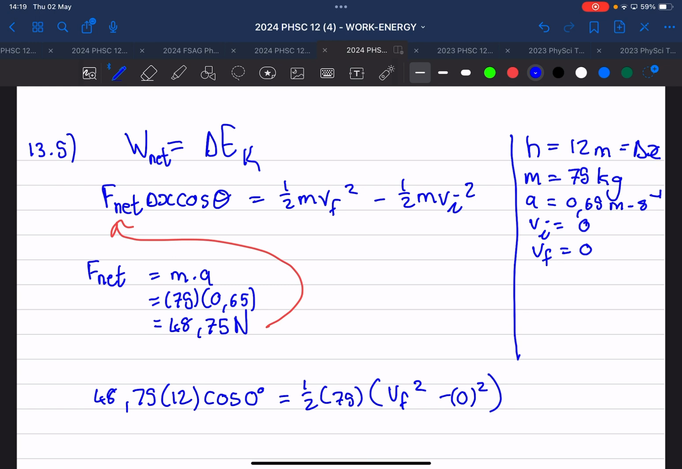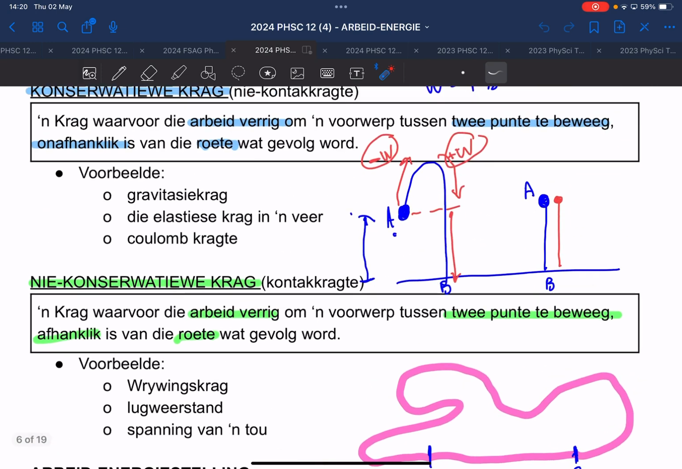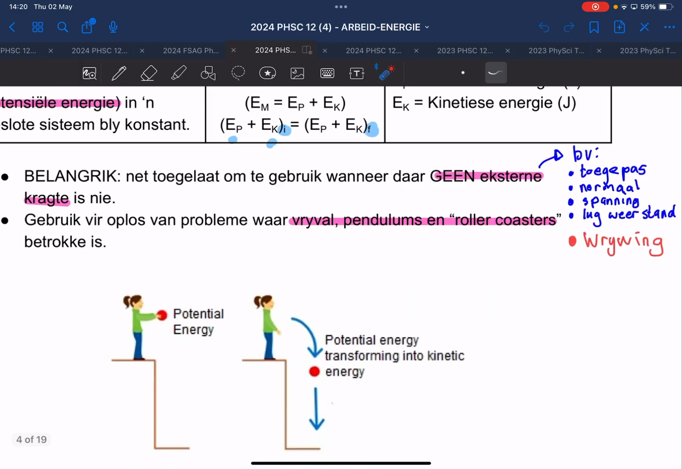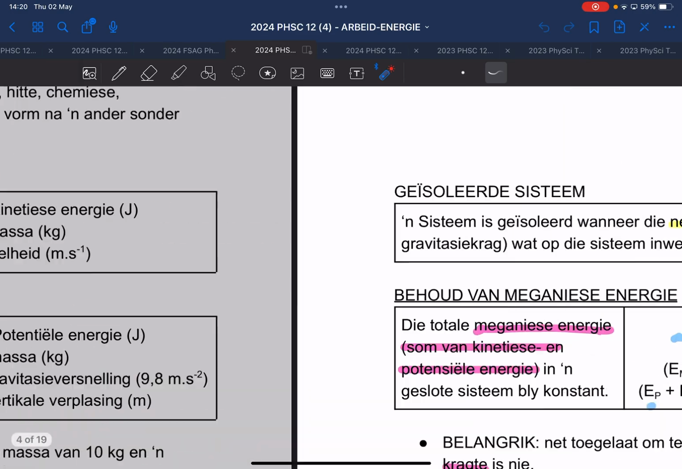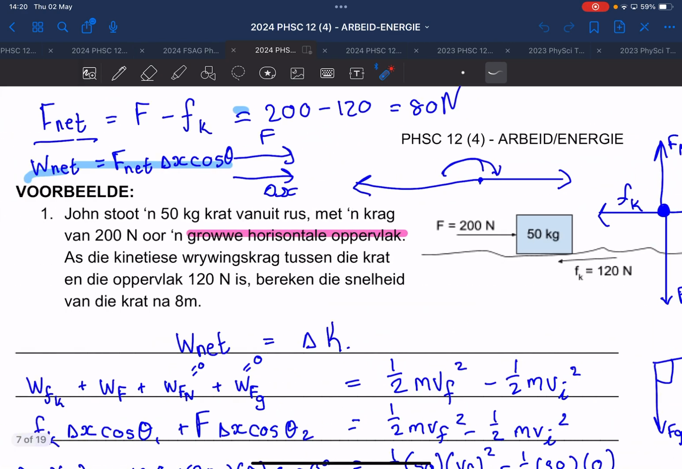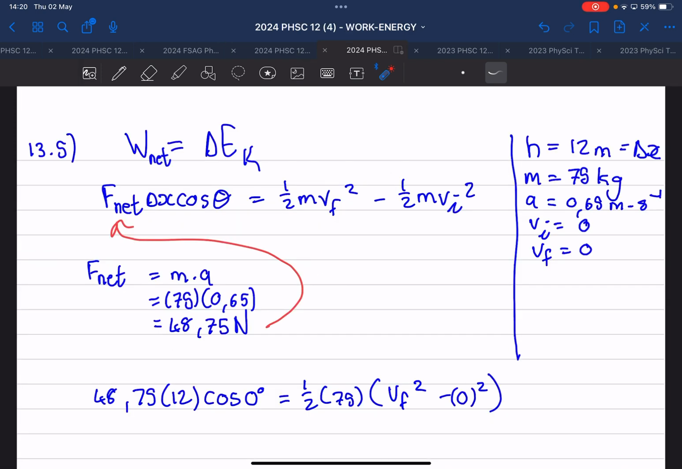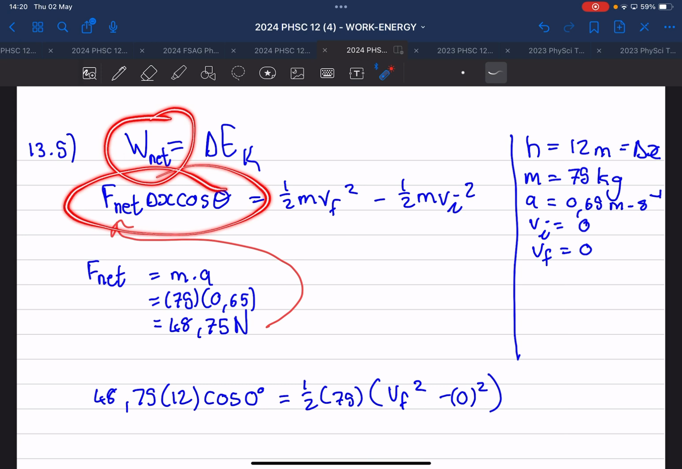Hoe bedoel jy? Ja, dit is die een wat ons gebruik, want W net is gelyk aan hierdie, as ons in ons notas kyk. Iewers hierso het ons arbeid gedoen. Okay, somewhere in here it says that our net work is equal to our net force times delta x times cos of theta. So that's how we get from this to this.